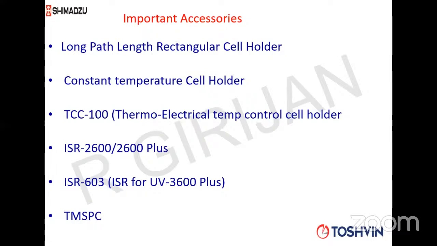Otherwise, we can offer the TCC 100, which is a Peltier cooling system. No water bath, no water circulation, just electronic heating and electronic cooling. Temperature can be maintained constant from 7 degrees to 60 degrees centigrade, because in biotechnological applications the temperature required is up to 60 degrees centigrade: DNA, RNA quantification, protein instrumentations, all those. Then we have integrating spheres, different types of integrating spheres for solid sample analysis: ISR 2600, ISR 2600 Plus, ISR 603, all those. So these are different attachments.